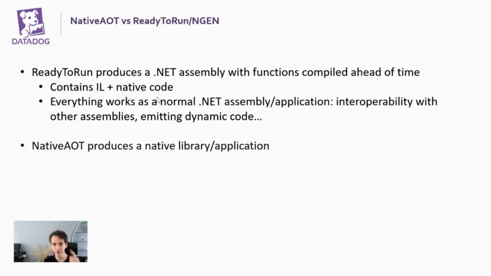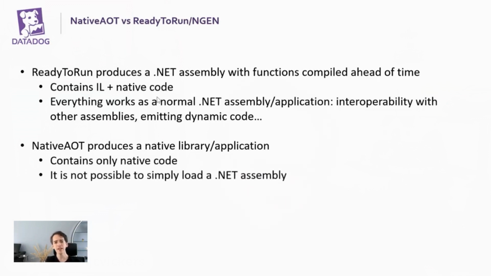On the other hand, Native AOT is going to produce a native library. And so you are going to have exactly the same limitations as a native library. And there is no IL at all inside of it. In fact, there is not even the JIT compiler. And because of that, you cannot load another .NET assembly in your Native AOT application. You can reference a .NET assembly at compilation time, but at runtime, you cannot decide to dynamically load an assembly. And likewise, you can't emit dynamic code at runtime because you don't have a JIT compiler. So you can only do what a native application could do.